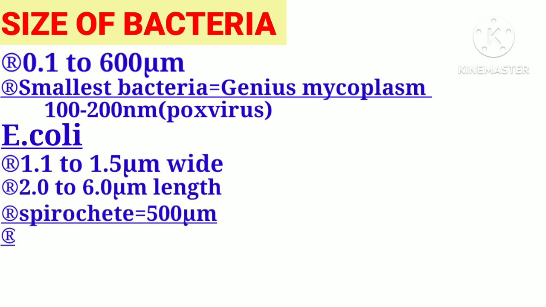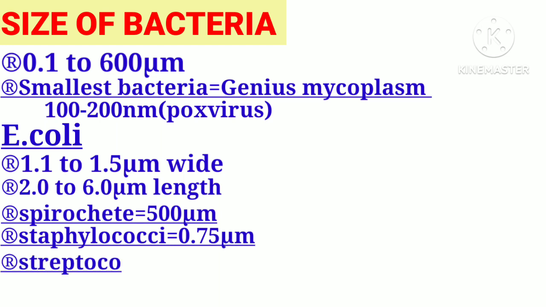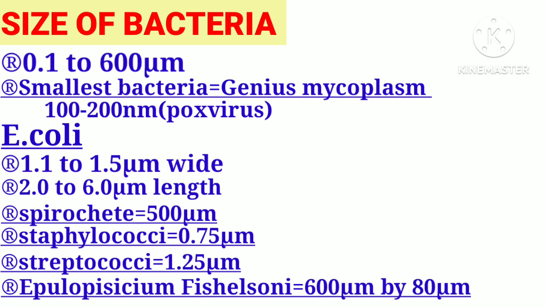Spirochete, this is 500 micrometer. Staphylococcus is 0.75 micrometer. Streptococcus is 1.25 micrometer. Epulopiscium fishelsoni is 600 micrometer.